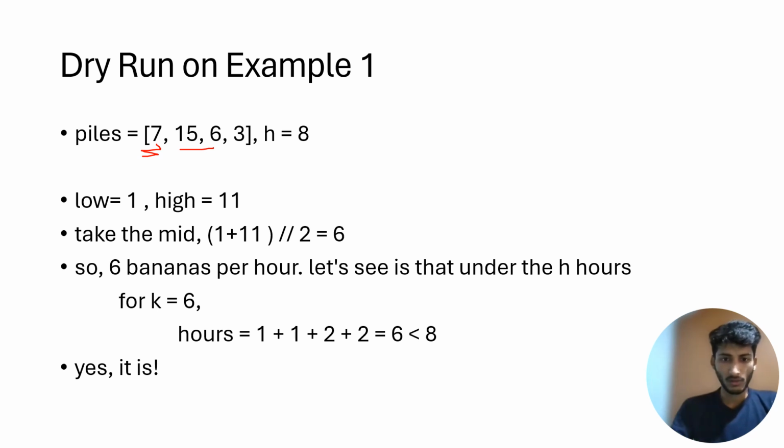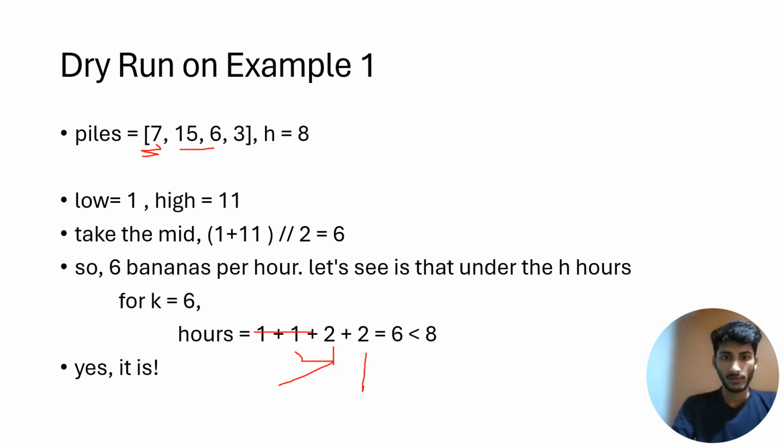Okay, there's a mistake over here. Let's correct this. So it will be 1 plus 3. All right, and for 6 it will be 1, and for 3 it will be also 1. So in total it's going to be 3 plus 3, which is 6, which is less than 8, right?